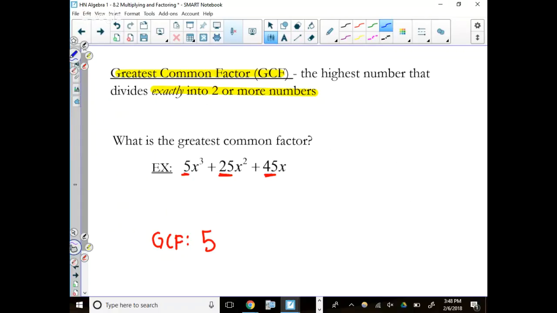Now, I'm going to write this out. Again, in class, I would ask you what these actually mean. So x to the third would mean x times x times x. X squared would mean x times x. X to the first power would in fact just mean x.